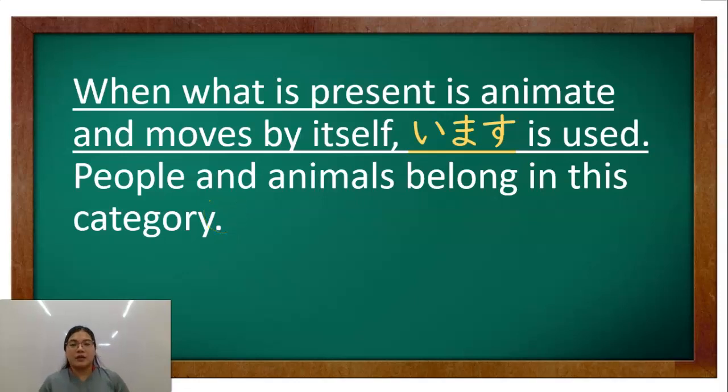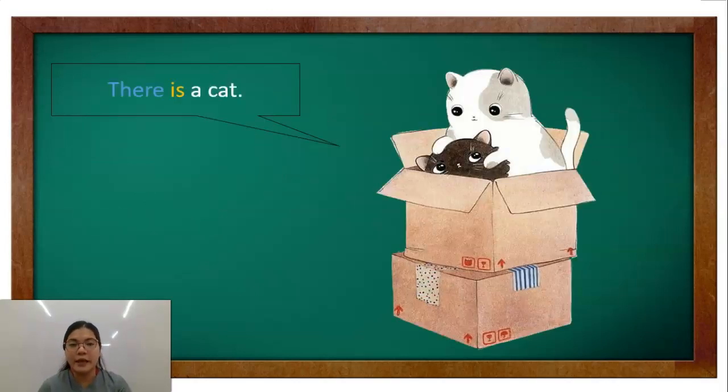Next up is imasu. When what is present is animate and moves by itself, imasu is used. Kung ano yung meron dun, or kung ano yung nag-i-exist, pag animate siya, or kaya niyang gumalaw sa sarili niyang paa, like people and animals, we will use imasu. For example, there is a cat. Cat is neko. Neko ga imasu.